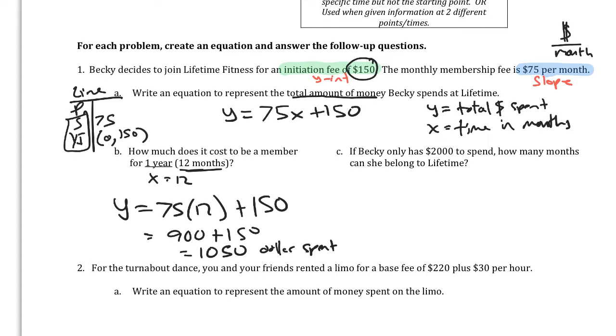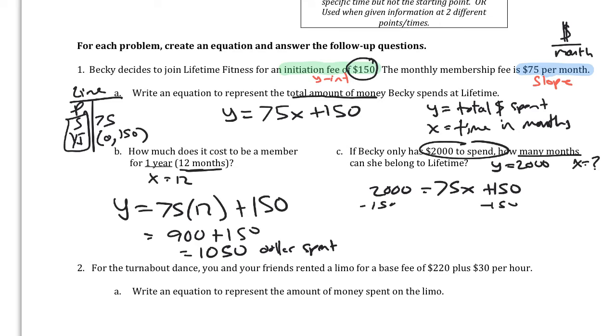Okay. Part C, Becky only has $2,000 to spend. How many months can she belong to Lifetime? Well, this time $2,000, that's a y value. So I'm going to replace the y with 2,000. 2,000 equals 75x plus 150. And it says how many months? So x equals question mark. We don't know. We're trying to solve it.